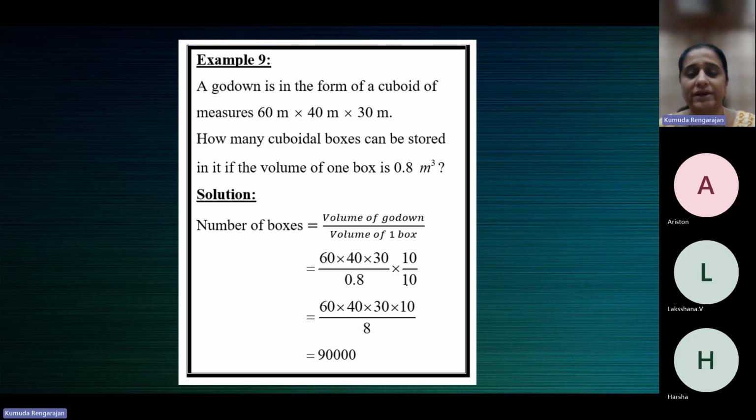So now 0.8 into 10 becomes 8. And in the numerator, 60 into 40 into 30 into 10. Now simplify, 8 ones are 8, 8 fives are 40, and the product is 90,000. So the number of boxes that can be stored in the godown is equal to 90,000. The unit in the numerator and the denominator is the same. Numerator meter cube, denominator also meter cube.